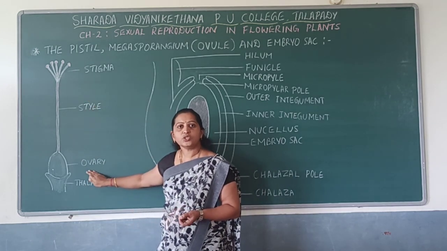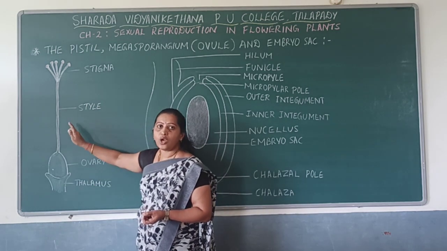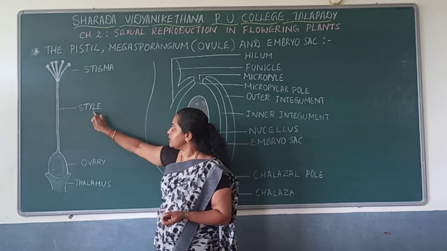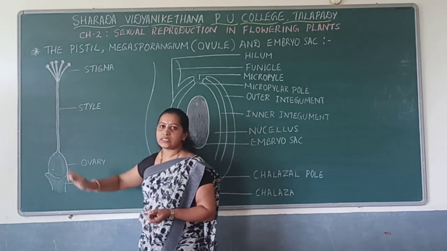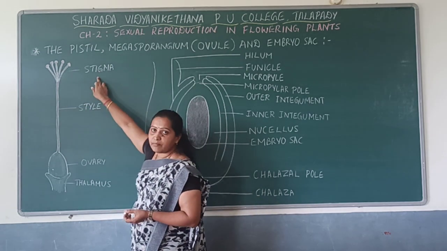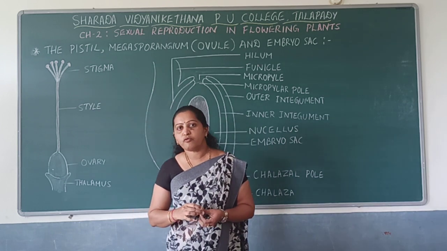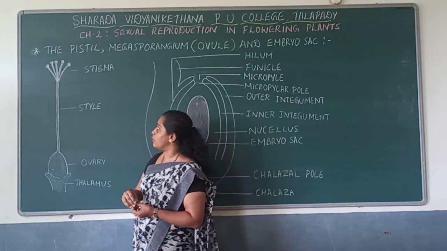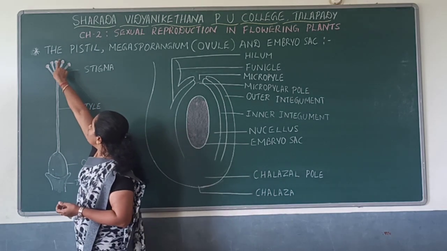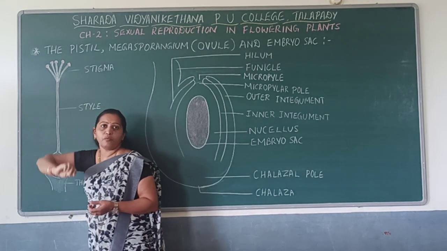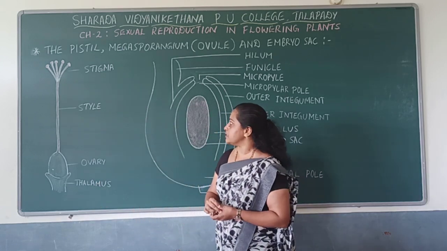Ovary is the basal swollen part of a pistil. Above the ovary, there is a long slender tubular structure known as style, and the tip of the style has a structure known as stigma. It is this stigma that forms the landing platform for the pollen grains to get deposited. The stigma forms a platform where pollen grains get deposited and pollen germination takes place.